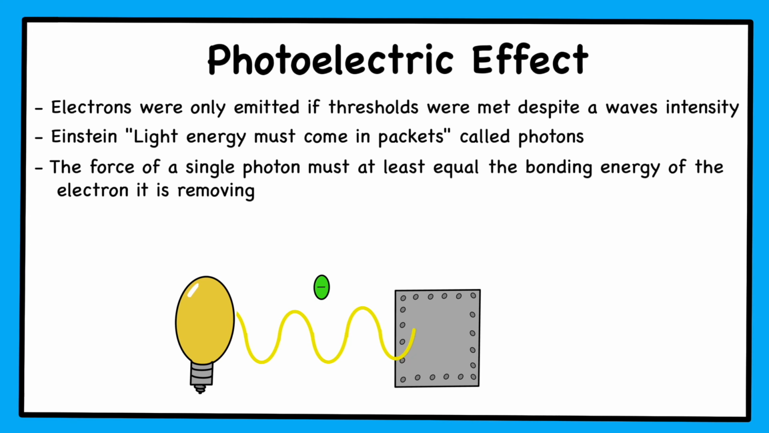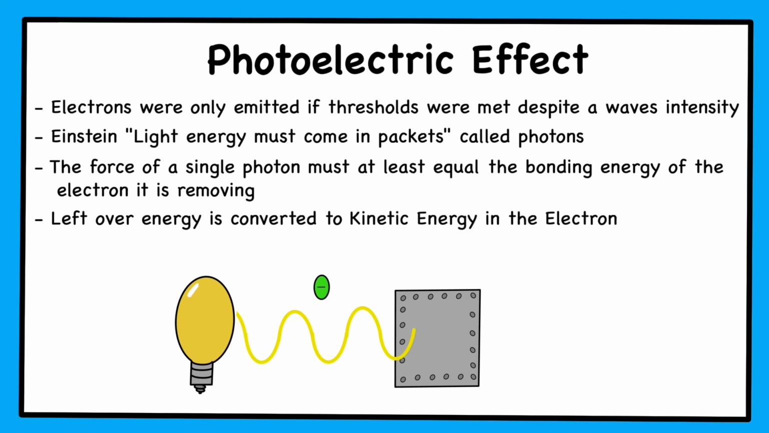Einstein also theorized that any energy left over in the photon after it has met the binding energy threshold was converted into kinetic energy in the electron, causing the electron to move away from the atom. This understanding of the photoelectric effect holds true to today, even with our advances in technology.